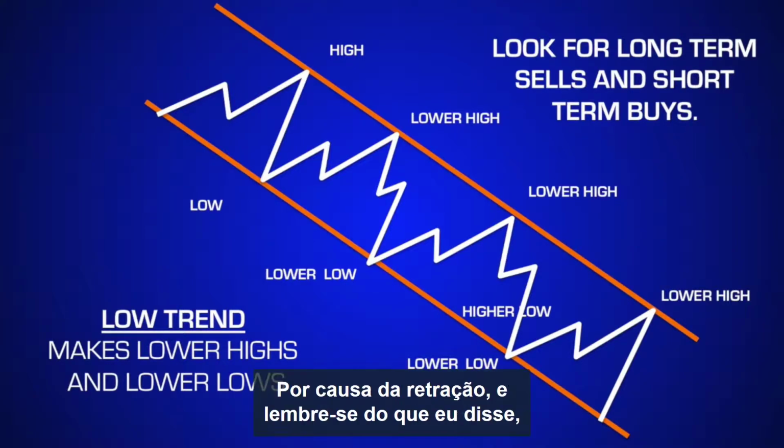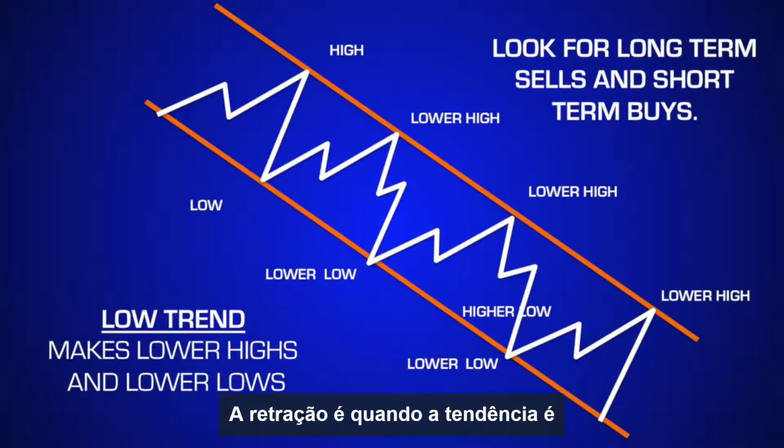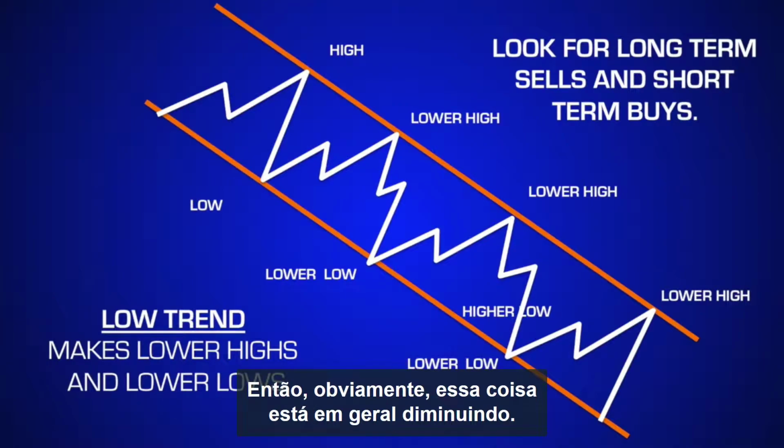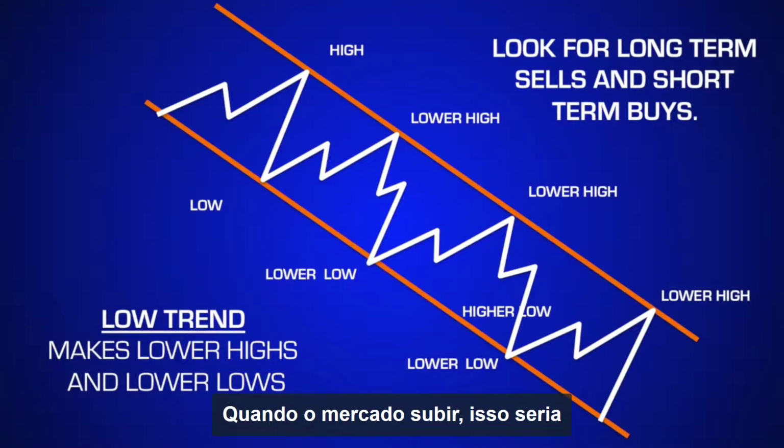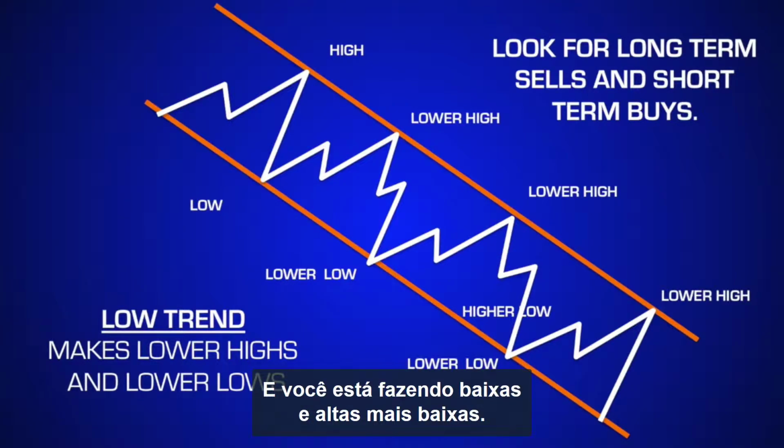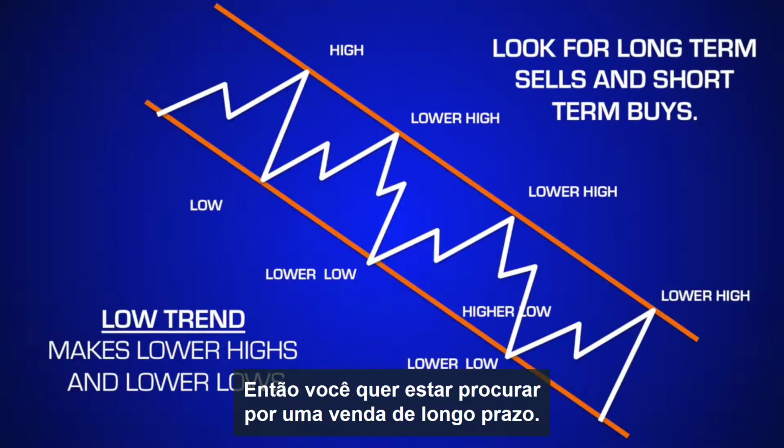Why? Because the retracement, and remember what I said, the retracement is when the trend goes the opposite direction of the overall for a short period of time. So obviously this thing is overall going down. When the market goes up, that would be considered a retracement, and you're making lower lows and lower highs. So short-term buys, meaning it's only going to go up for a short period of time, but overall it's going down. So you want to be looking for longer-term sells.